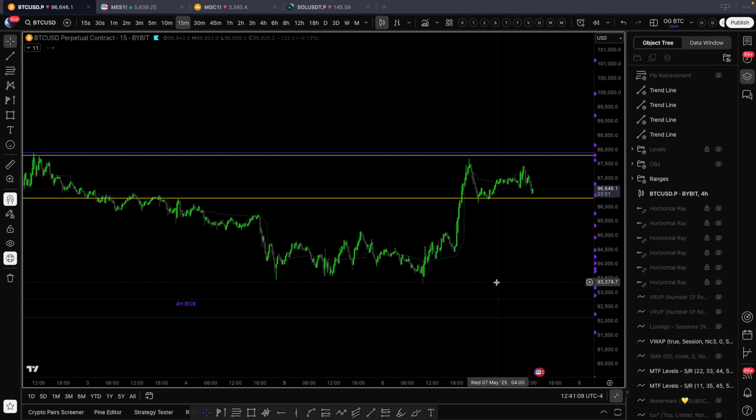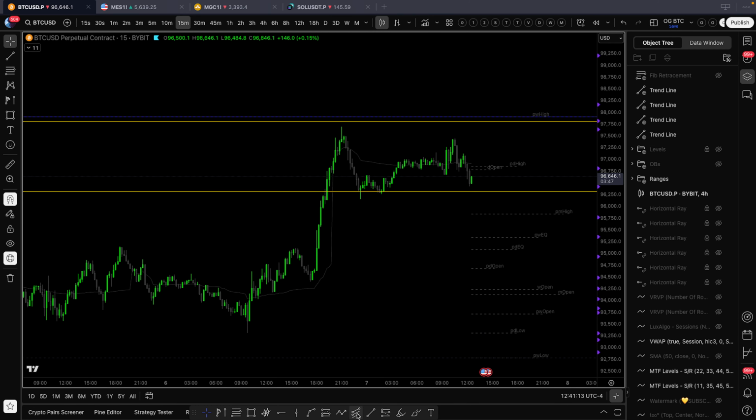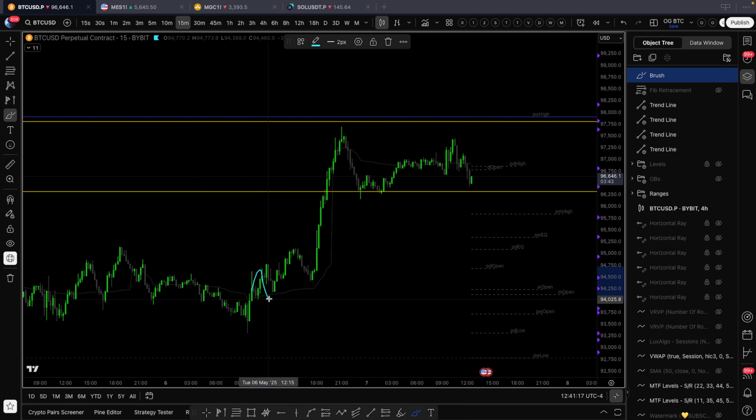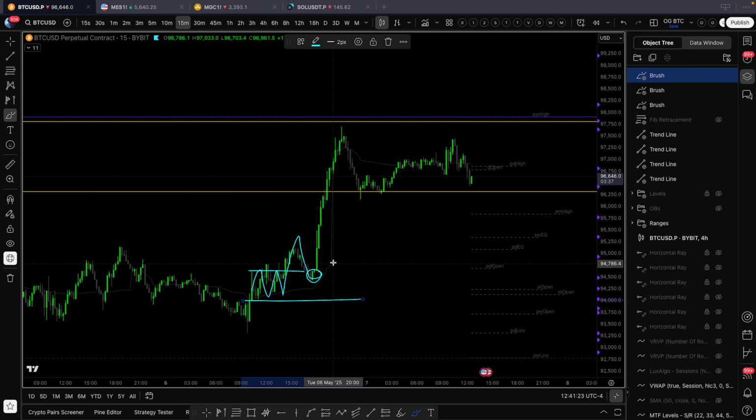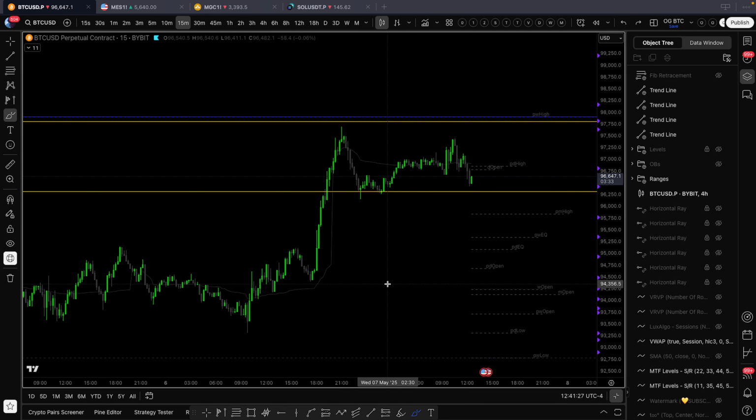You look at it all the same, and it's no different than an RIMC play. You have the range, you break up from the range, you come back down and mitigate this old range for the continuation higher. So that's exactly what we had over and over and over again. You'll see that across the chart. Simple as anything. RIMC.